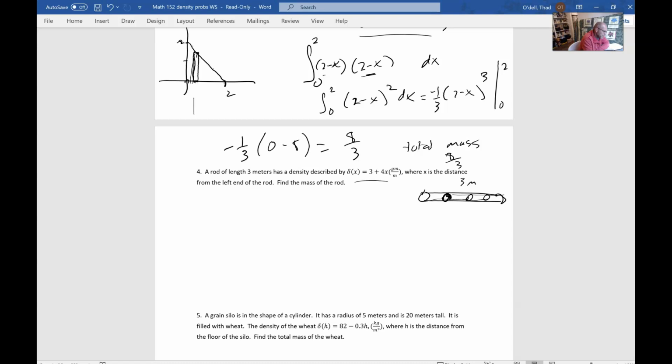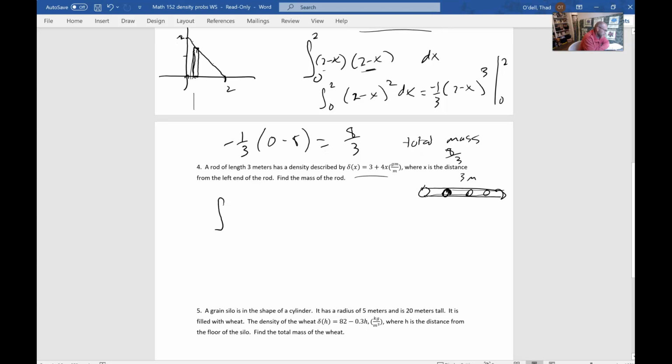Well, the length of that little slice is just going to be some small little change in x, so we'll call that dx. So this is just going to be the integral of 3 plus 4x times some little change in x. Because this is density, this is grams per meter, so we need to multiply the grams times some length. And each one of these little slices is just a wee little bit of length. And we're going to integrate from 0 to 3.